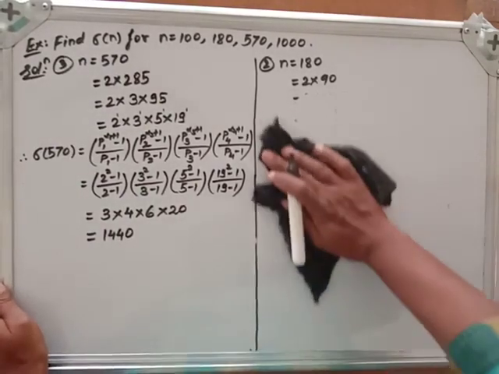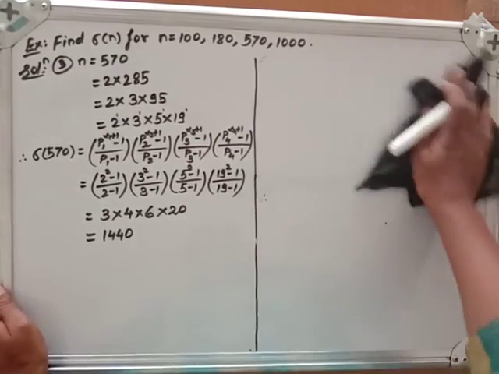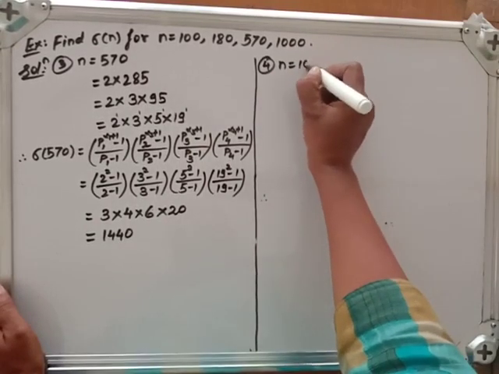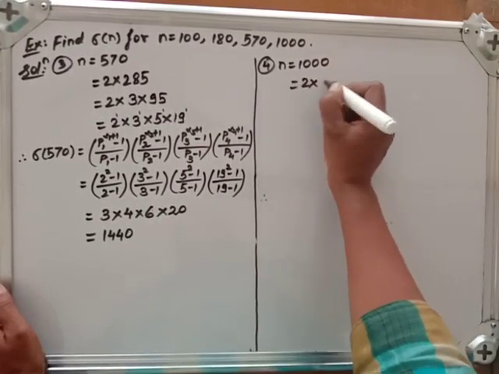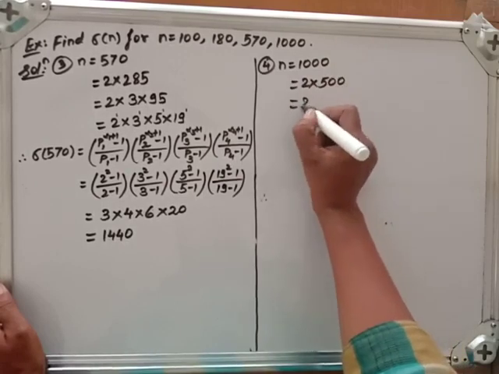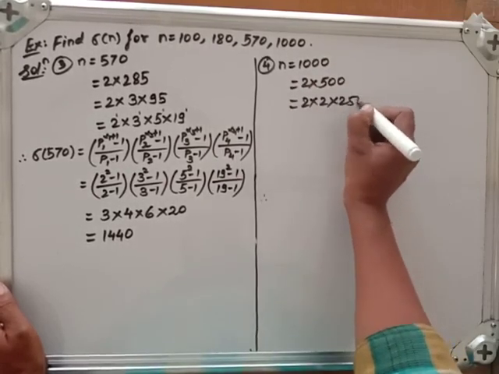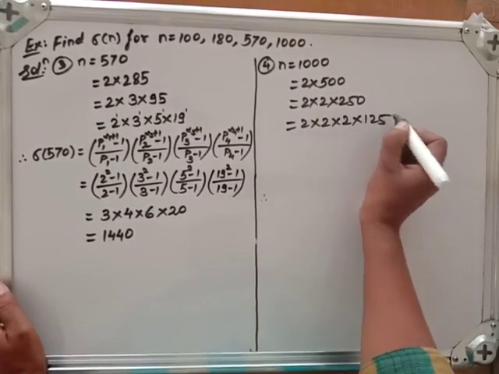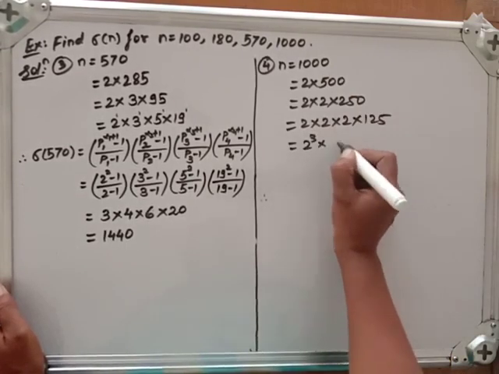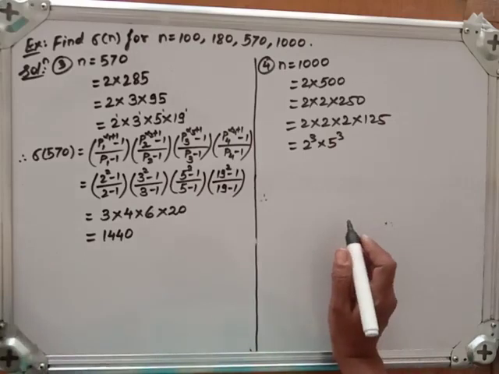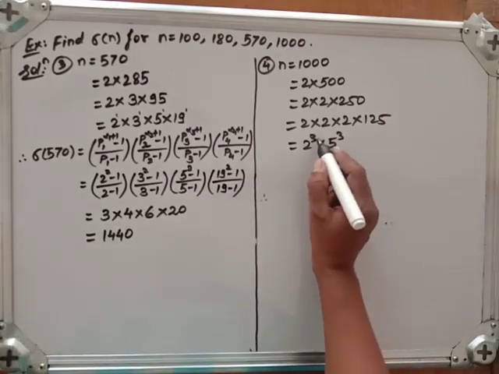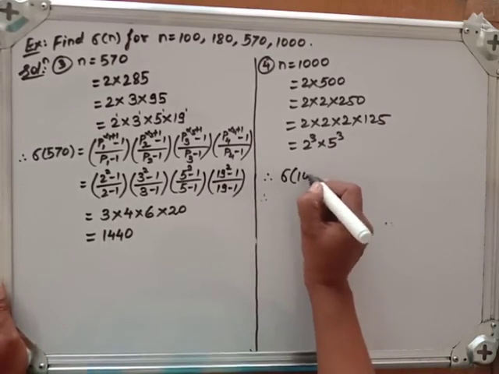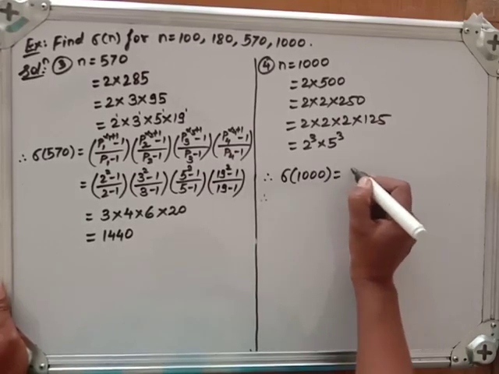So let's determine that. N is equal to 1000. So the fourth one, N is equal to 1000. So it is 2 into 500. So this is 2 into 2 into 250. That is 2 into 2 into 2 into 125. So it is 2 cube and 125 is nothing but 5 cube. Fine. So P1 is 2, alpha is 3. Therefore, let me write directly now. Sigma of 1000 is equal to what?